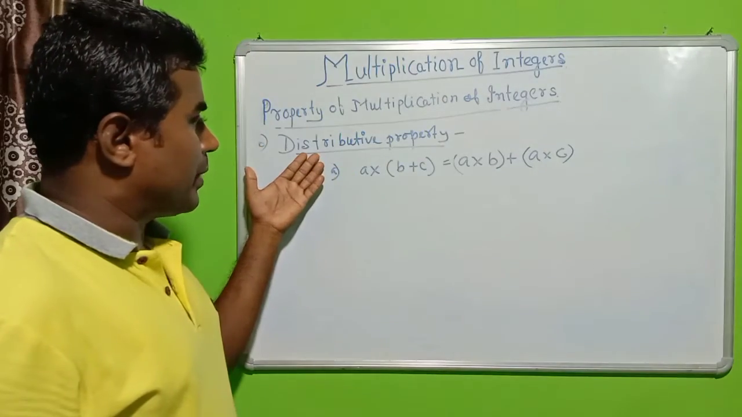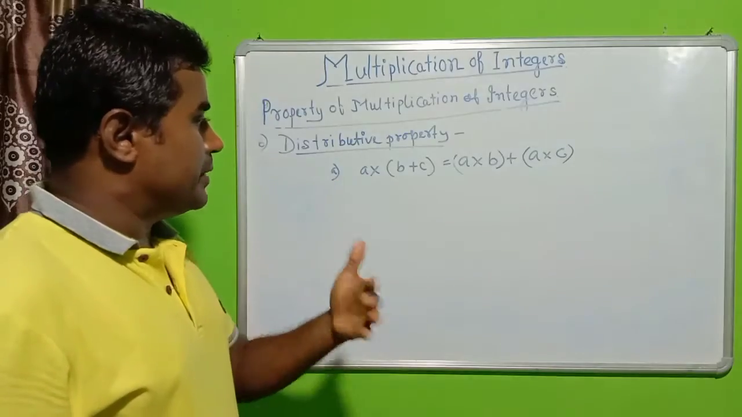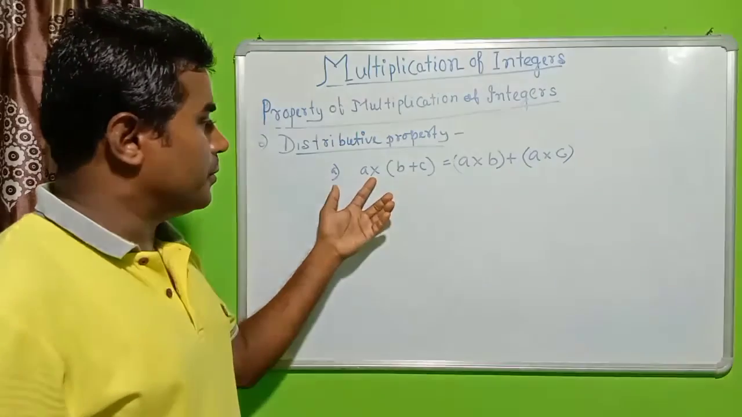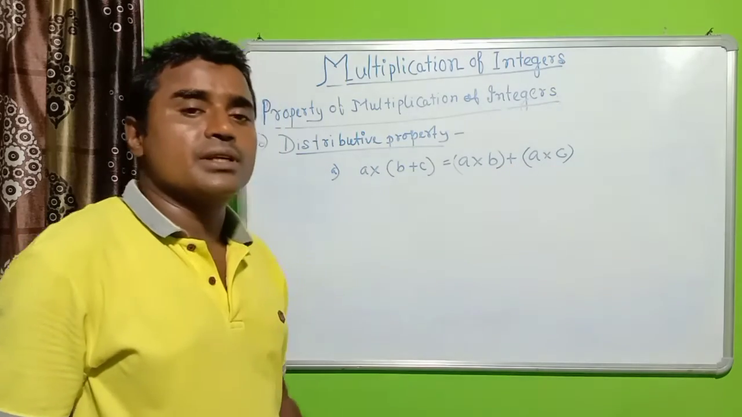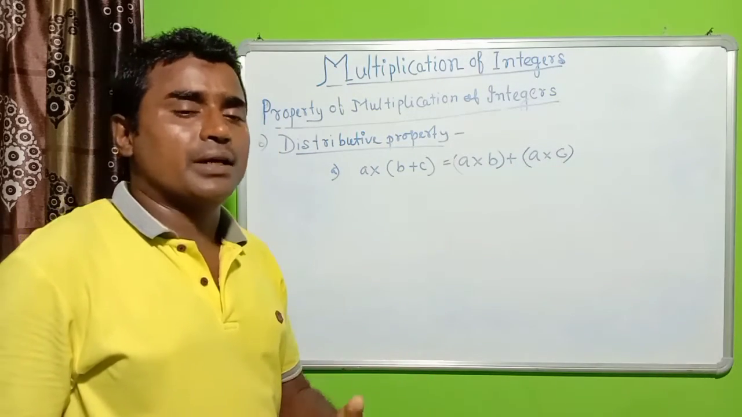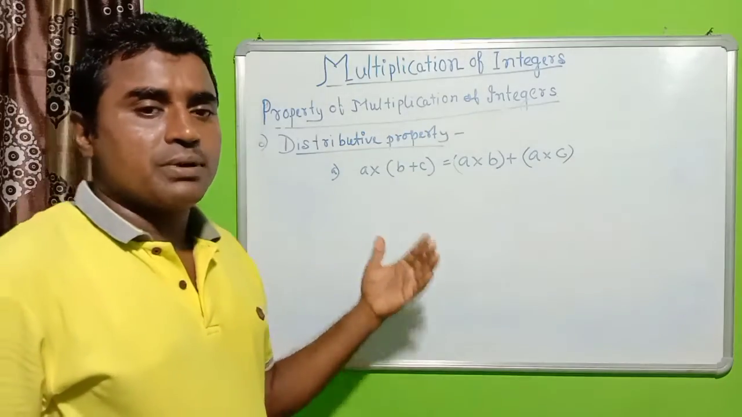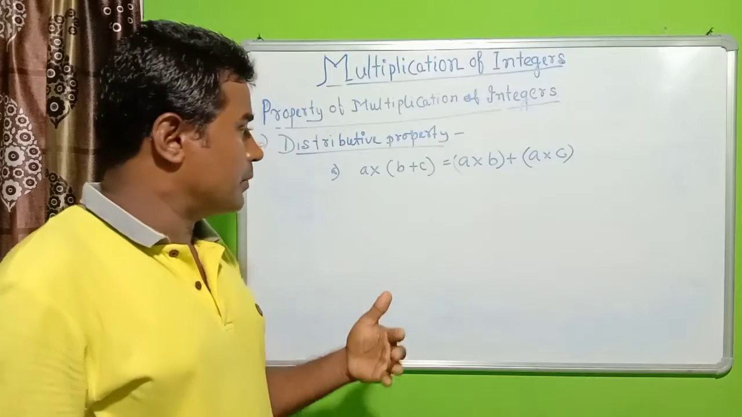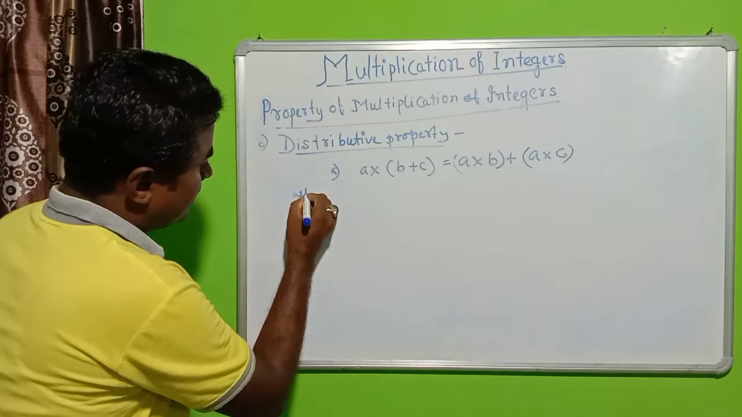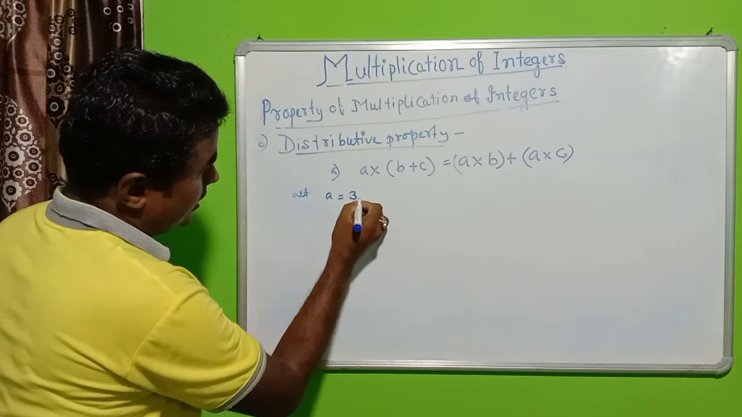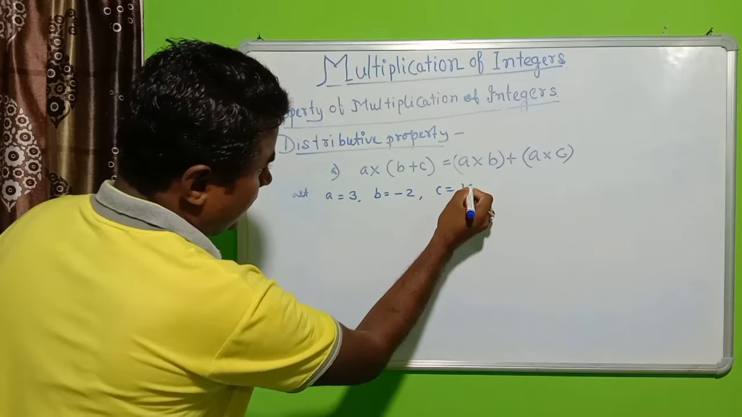In the distributive property, I repeat the line again: if a, b, c are the given integers, then a into (b plus c) equals a into b plus a into c. This is known as the distributive property of multiplication over addition. I will explain this by taking some examples in place of a, b, c. Let a equal 3, b equal minus 2, c equal 10.